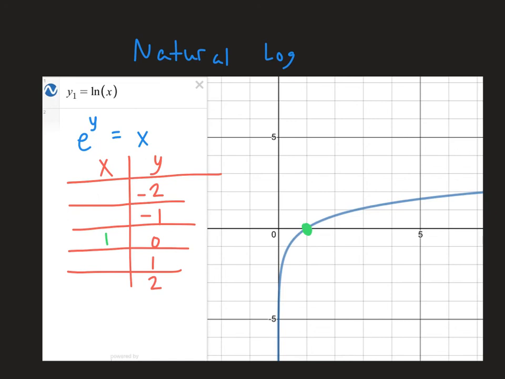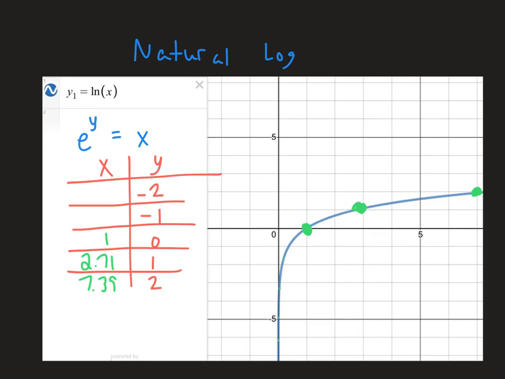If y were 1, e to the first is 2.71, so 2.71 for x, and the y value is 1. That point is right about there. And then when y is 2, the x value is e squared, which is happening right about here. And this thing approaches the y-axis, so it actually has a vertical asymptote.